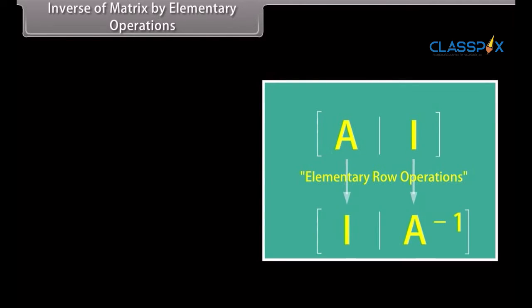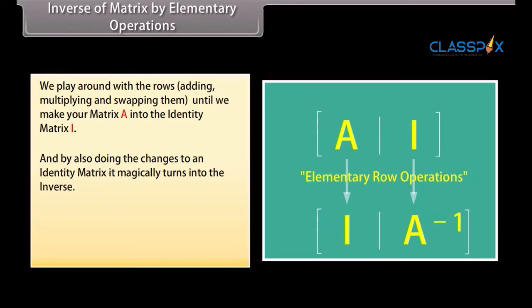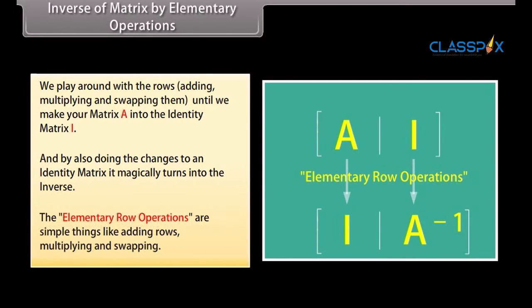Inverse of matrix by elementary operations. This is a fun way to find the inverse of a matrix. We play around with the rows, adding, multiplying, and swapping them until we make our matrix A into the identity matrix I. And by also doing the changes to an identity matrix, it magically turns into the inverse. The elementary row operations are simple things like adding rows, multiplying, and swapping. Let us go through an example in the next screen.